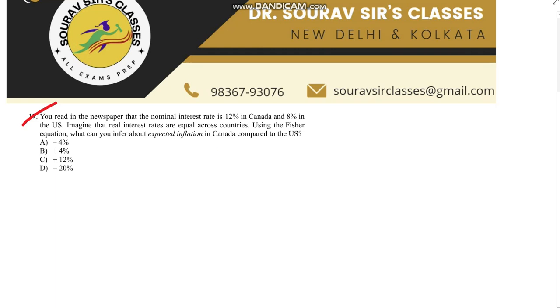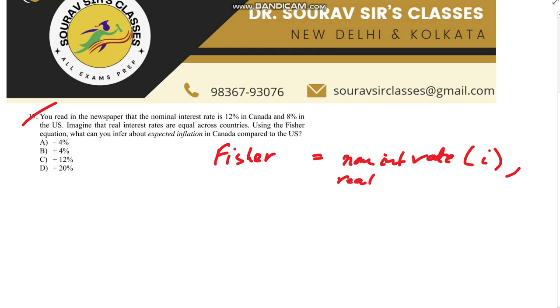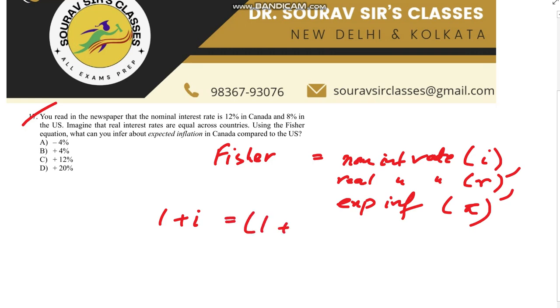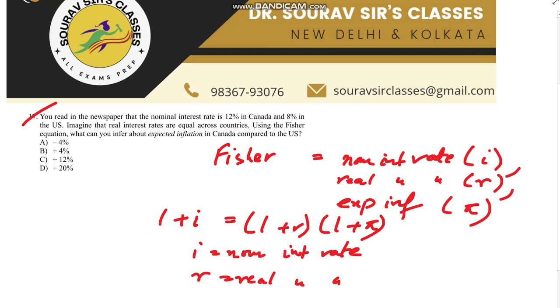So the Fisher equation, which we know, states nominal interest rate, I. You have real interest rate, that is R, and expected inflation rate, that is pi. So here I can write the equation as 1 plus I is equal to 1 plus R times 1 plus pi. So we know I is the nominal interest rate, R is the real interest rate, and pi is the expected inflation rate.